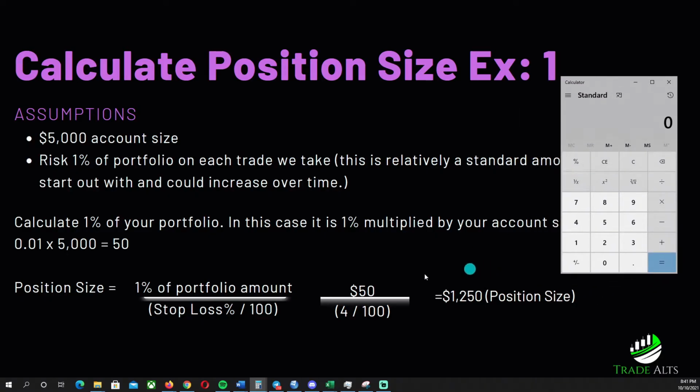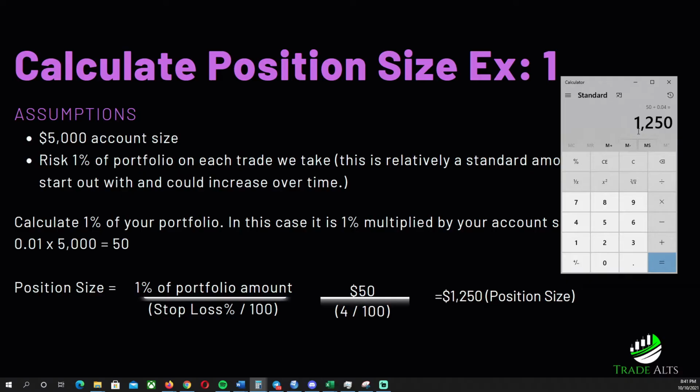That's fine. So again, we're going to do this math. We know 1% of our portfolio is $50. Your stop loss percentage divided by 100, so it's 4 divided by 100. It's 0.04. Okay. So 50 divided by basically 4%, right? 0.04 equals $1,250. So this is going to be your position size. All right, it's very important how you calculate this. That way you're using the appropriate risk.